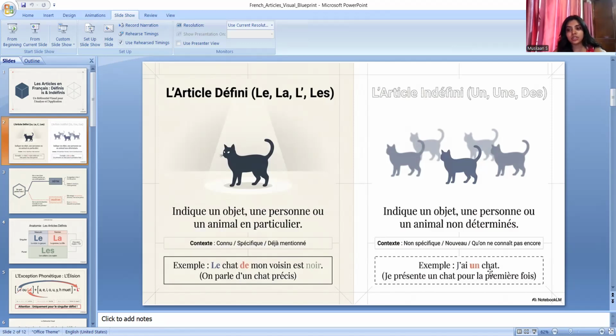See the example here, j'ai un chat. Je présente un chat pour la première fois. I have a cat. Now we don't know what is the color of the cat, what is the name of the cat. It is not specified anything. It is just I have a cat. So I'm presenting my cat for the first time here. So for that, we'll be using l'article indéfini. I hope you have understood what is l'article défini and l'article indéfini.